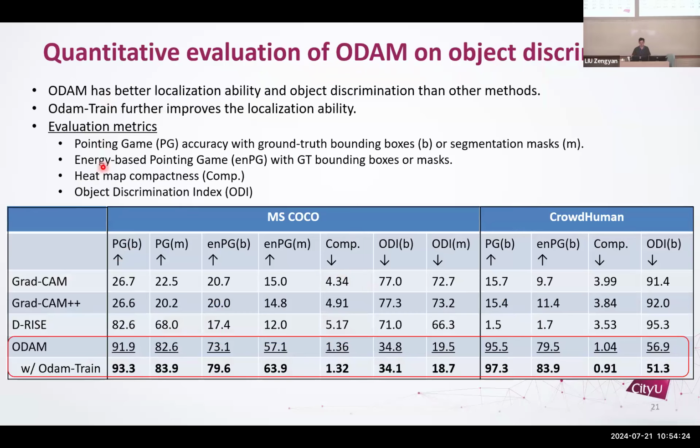And here's an example of the results. This is the original model, and then this is with our training method. These are different methods to evaluate discrimination. Maybe the most important one is this object discrimination index. This is the fraction of heat map within an object compared to outside the object. And once we do the training, we can improve this substantially.